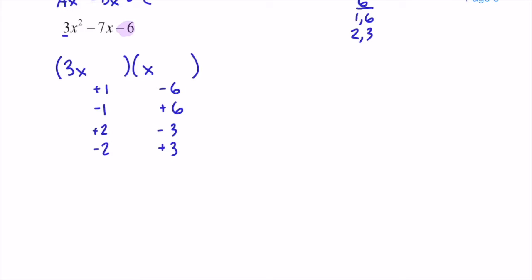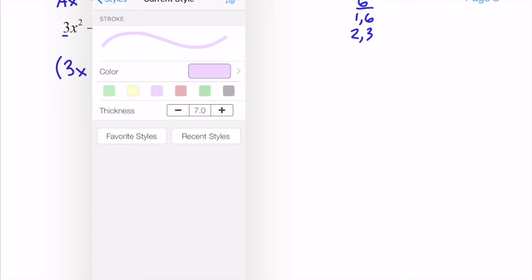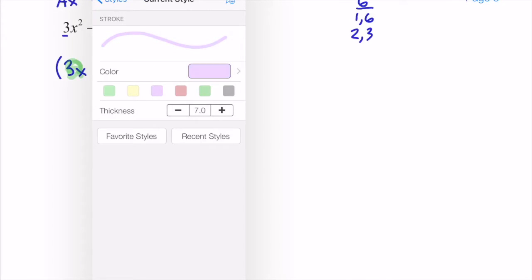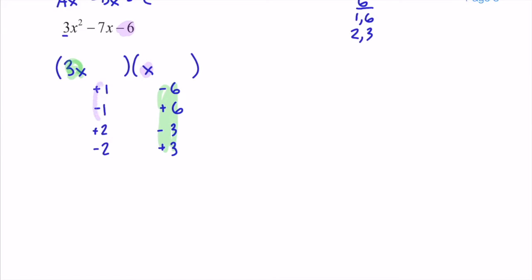So now, I need to consider what's going to happen when I multiply this 3x times all of these numbers, and then what happens when I add to it this x multiplied by all of these numbers. And the goal is to end up with a negative 7x. Okay, I know I'm going to satisfy the outside terms if I use any of these 4 pairs.